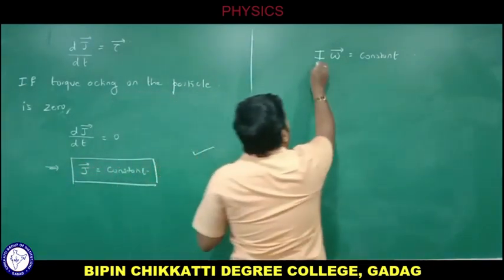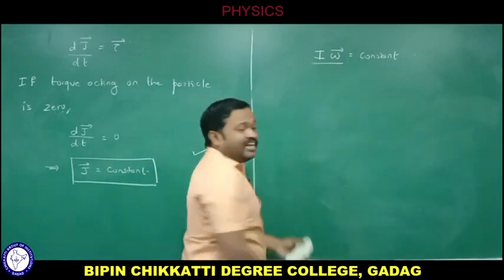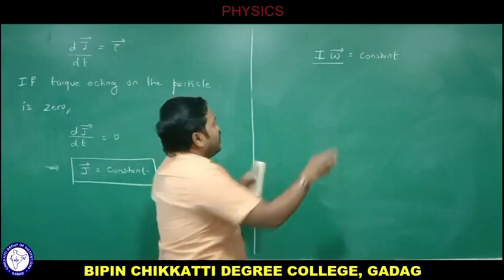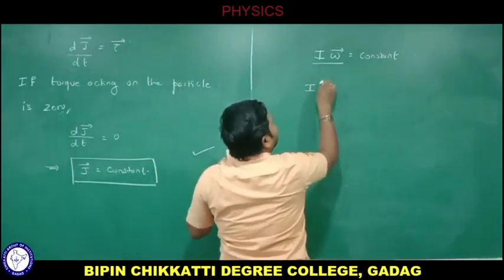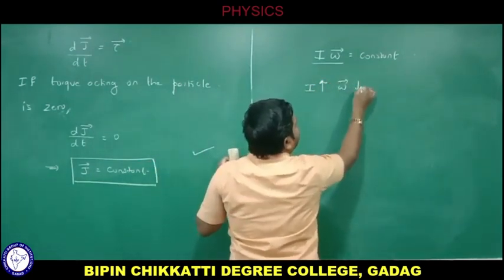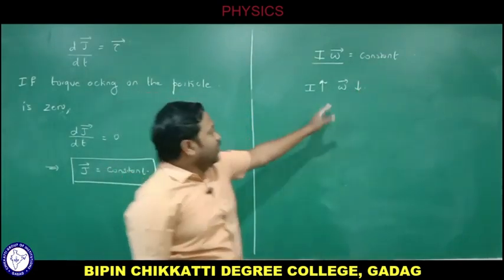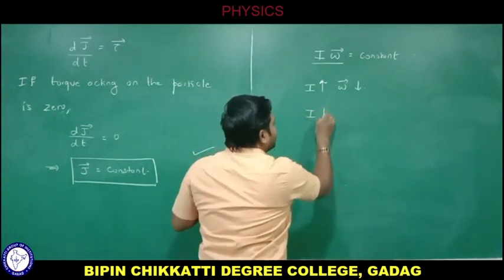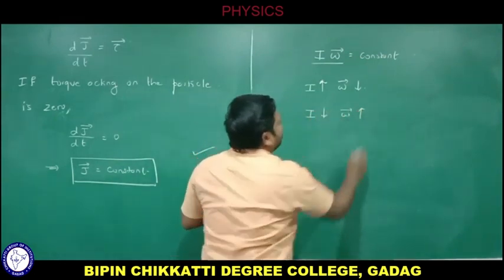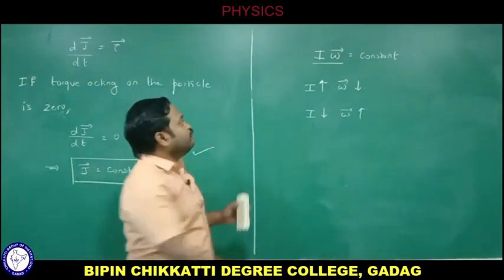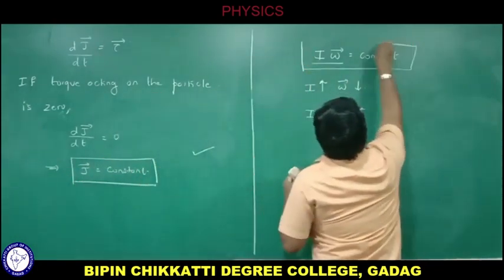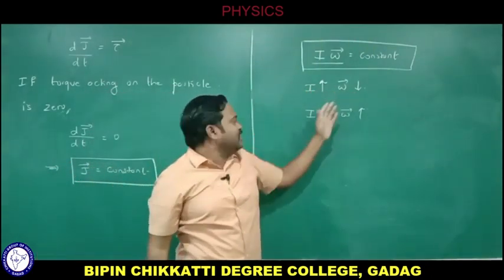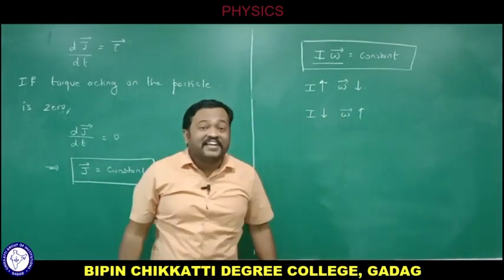What is the meaning of this? This is the product of moment of inertia and angular velocity. Remember, it is not simply a velocity, it is the angular velocity. If moment of inertia increases, what happens to the angular velocity? It must decrease, so that the product remains constant. If moment of inertia decreases, angular velocity increases, right? So the meaning of the law of conservation of angular momentum is this: if you increase the moment of inertia, speed decreases. If you decrease the moment of inertia, speed increases.